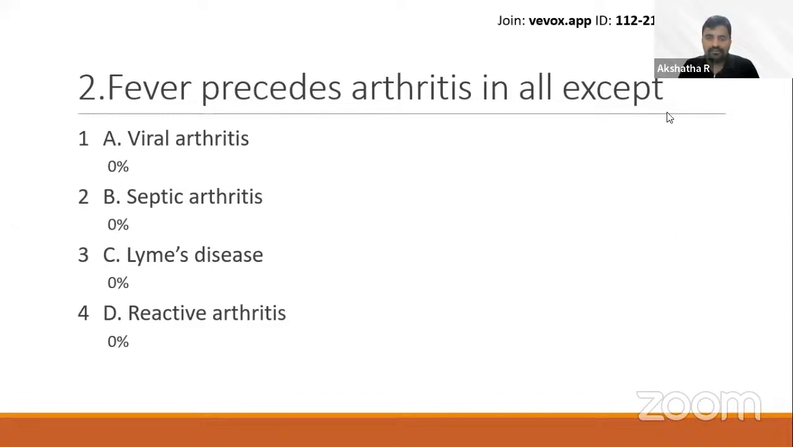Whether it was the hen or the egg. Okay, most of them have answered. I'm sorry to say that most of you have got this answer wrong. So 60% of the respondents have got it as reactive arthritis. However, the correct answer is septic arthritis.